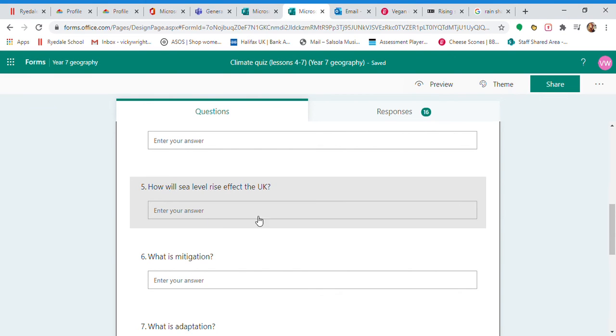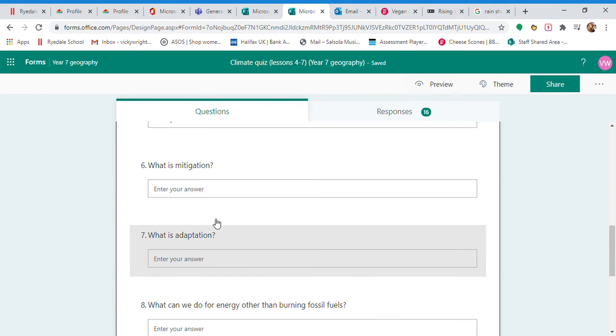Okay, so how will sea level rise affect the UK? So we're going to have more coastal flooding. That's the biggest one. Okay, we might even lose some coastal towns. Okay, so these two questions are linked together.